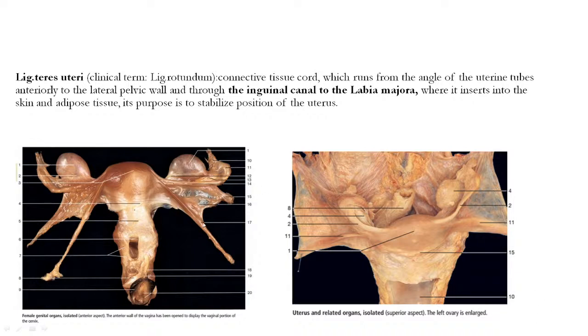This is ligamentum teres uteri, a connective tissue cord which runs from the angle of uterine tubes anteriorly to the lateral pelvic wall and through the inguinal canal to the labia majora, where it is inserted into the skin and adipose tissue. Its purpose is to stabilize the position of the uterus.